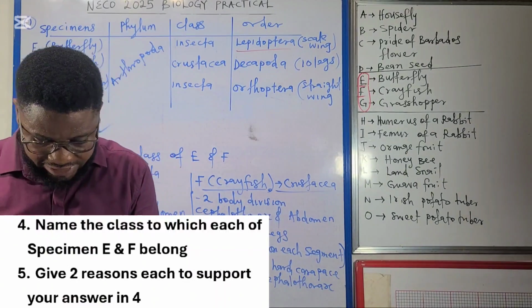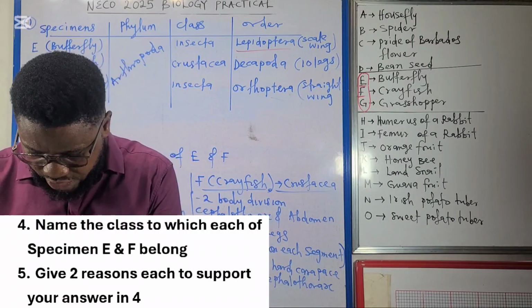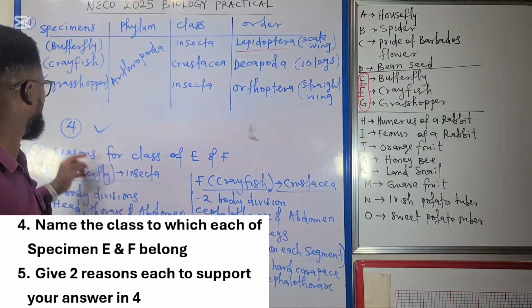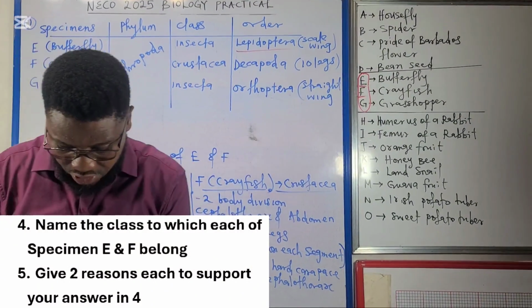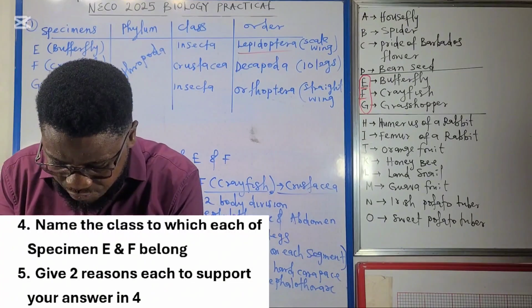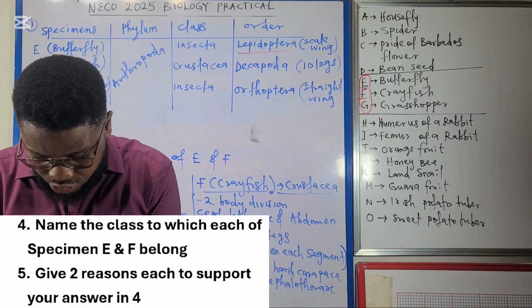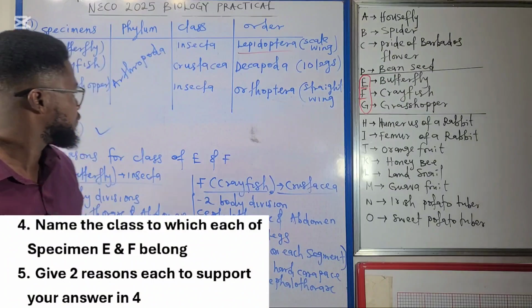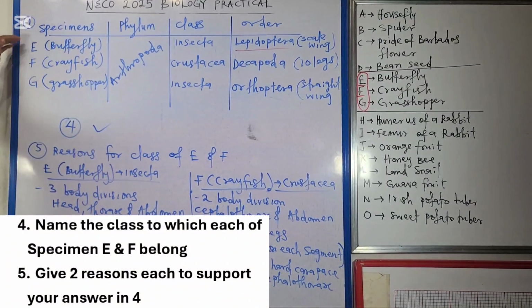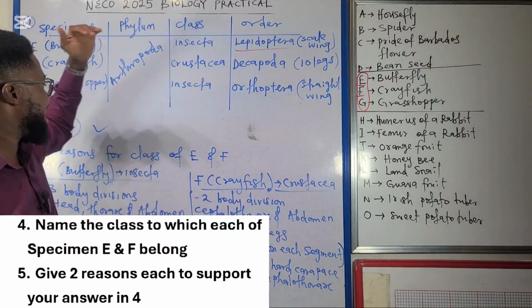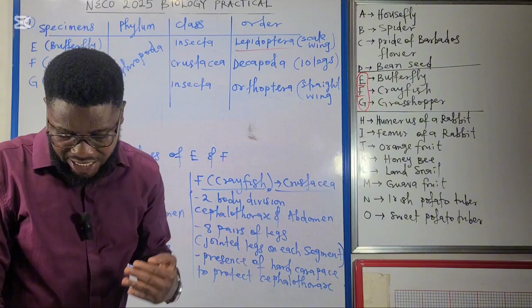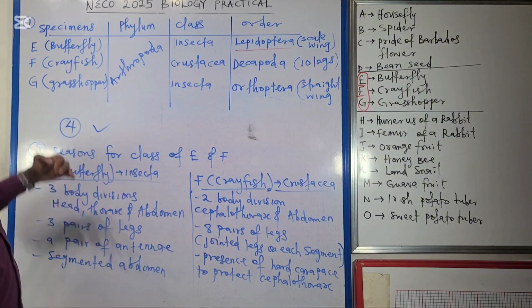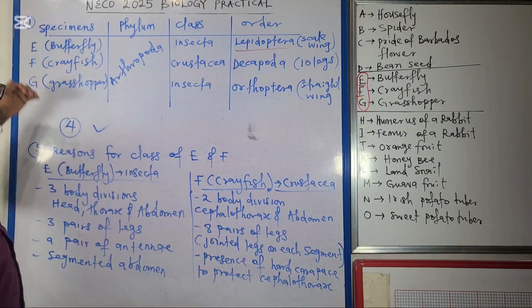Question 4 says name the class to which each of E and F belong. We've answered that E and F belong to the class Insecta and Crustacea. Question 5 says give 2 reasons each to support your answer in question 4. So why are we putting specimen E and F into the class Insecta and Crustacea? Give 2 reasons each for the classes you mentioned for E and F.